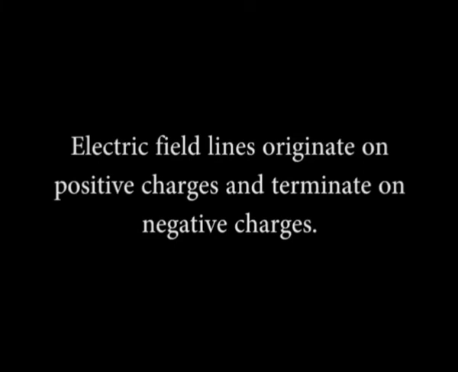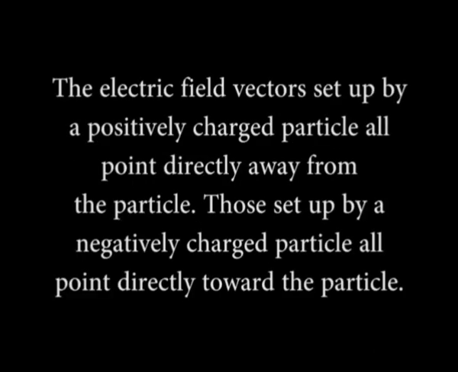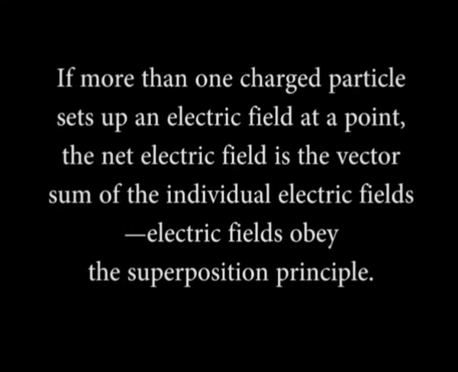Electric field lines originate on positive charges and terminate on negative charges. The electric field vectors set up by a positively charged particle all point directly away from the particle. Those set up by negatively charged particles all point directly towards the particle. If more than one charged particle sets up an electric field at a point, the net electric field is the vector sum of the individual electric fields. Electric fields obey the superposition principle.